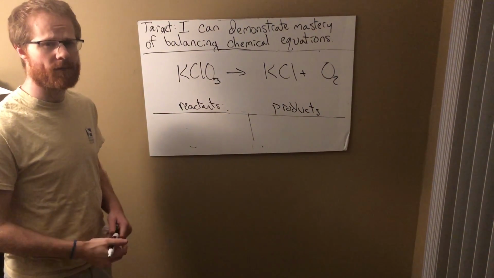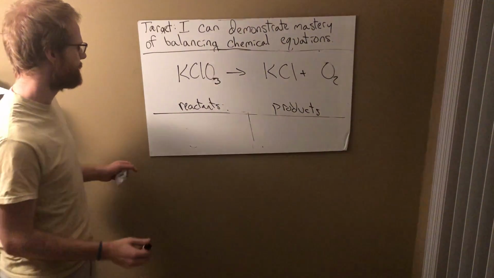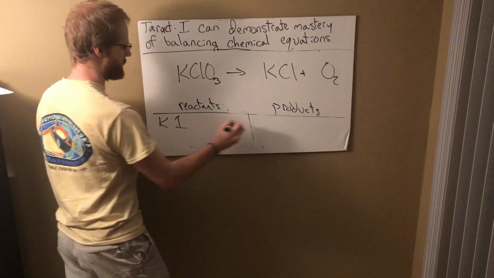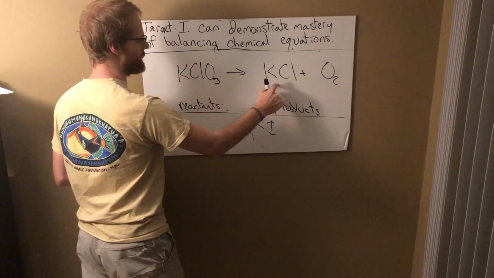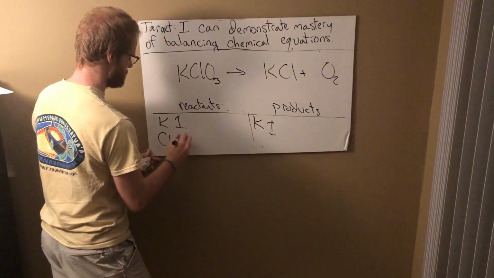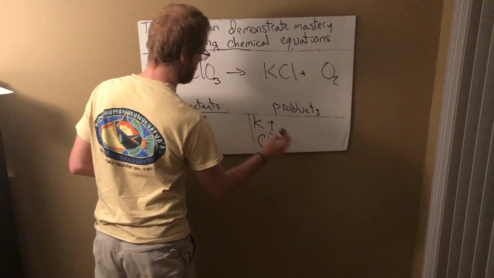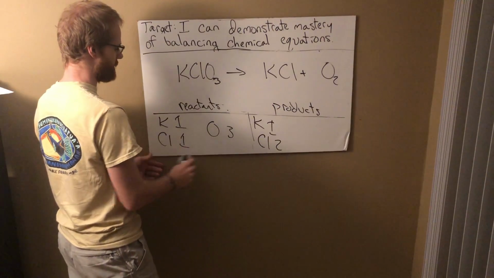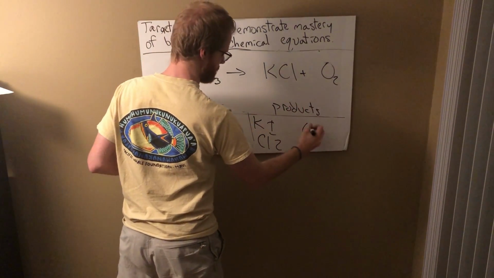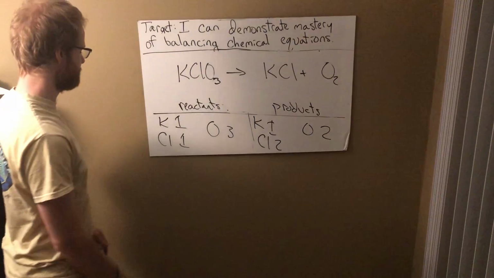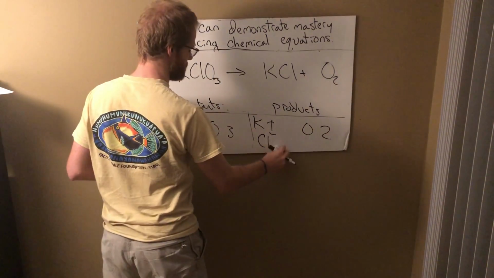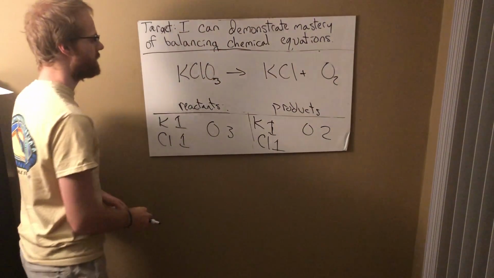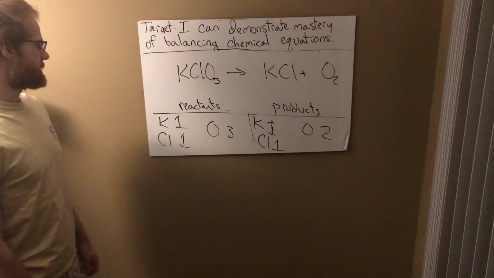Now that you've had a little bit of time to go over this problem, let's see if you did it correctly. So we've got 1 K on both sides. We've got 1 Cl on both sides. 3 oxygen. 2 oxygen. This is a 1. Sorry. I said, there we go, okay. Ah, darn oxygen.